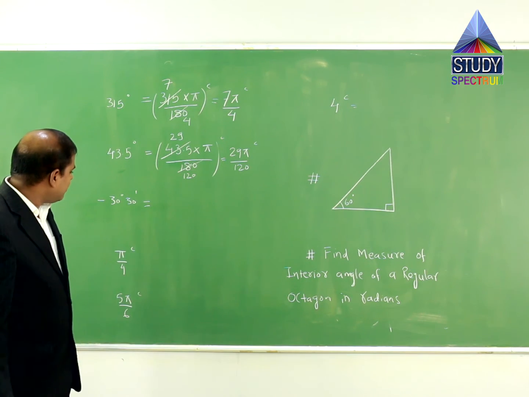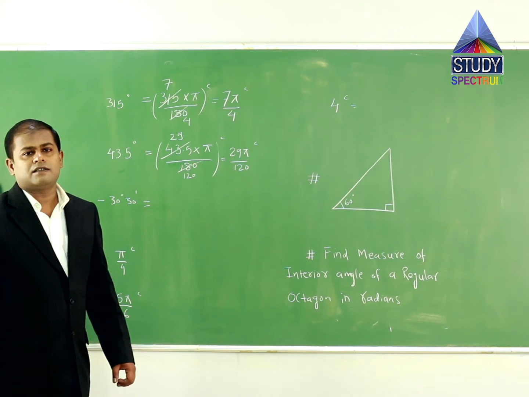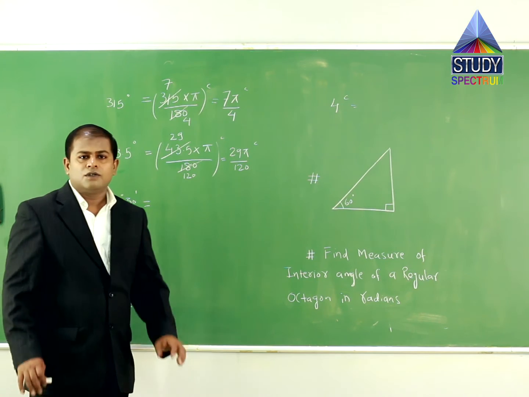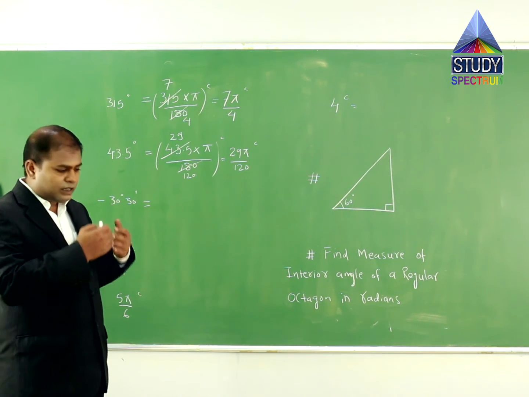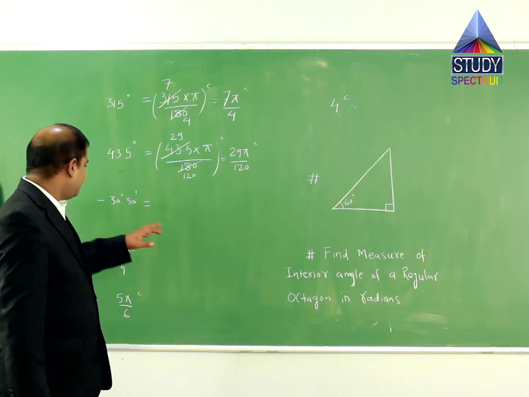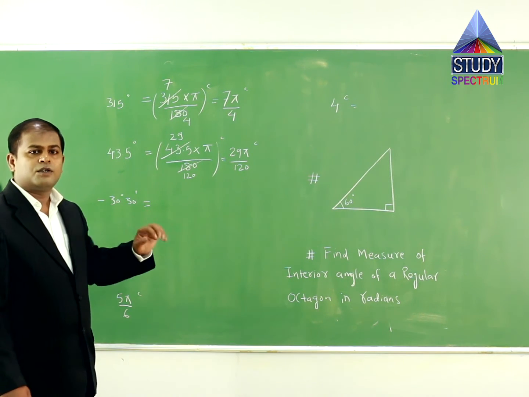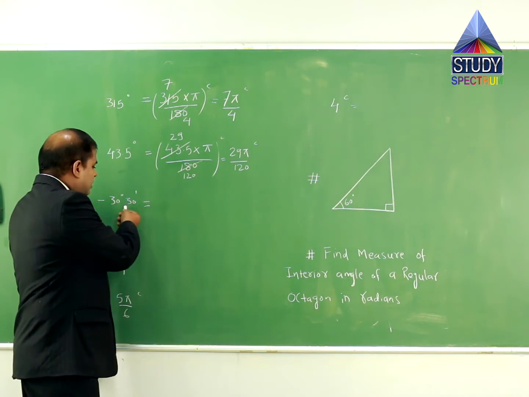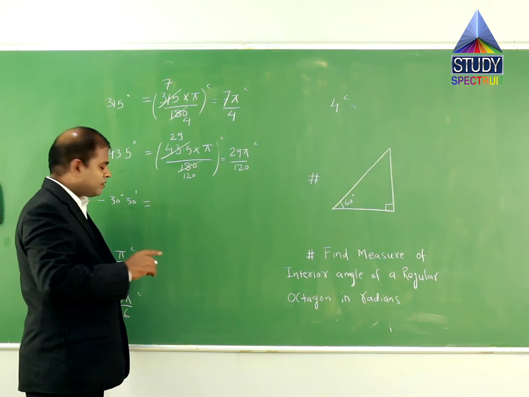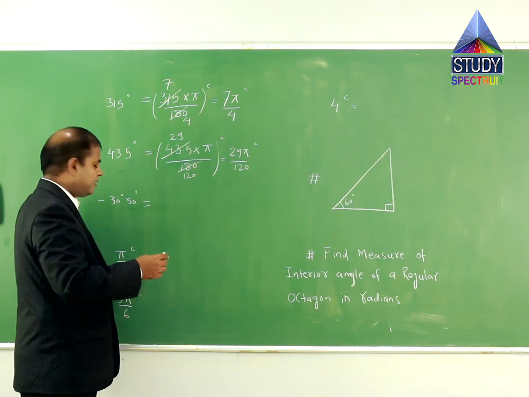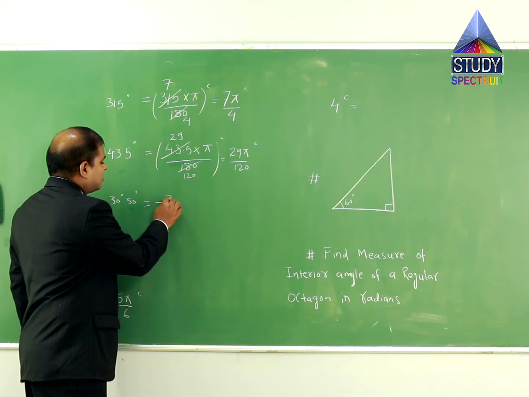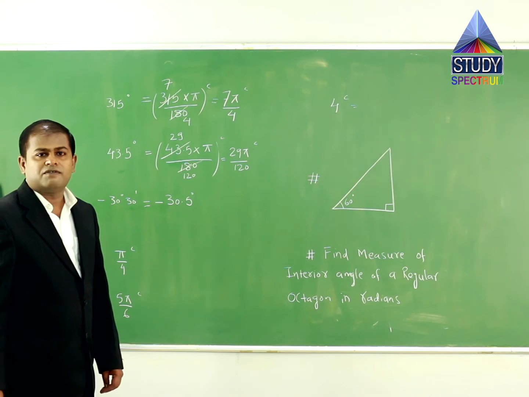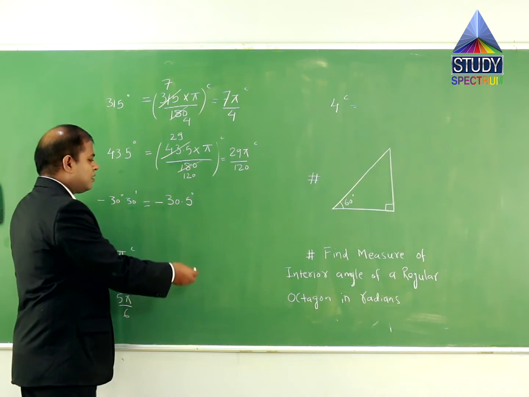Question is, what is the radian measure of minus 30 degrees 30 minutes? So we have degree to radian conversion, but here we have a measurement in minutes. So first I'll convert this to degrees. 60 minutes makes 1 degree, so 30 minutes is 0.5 degree. So this is nothing but minus 30.5 degree. Now I'll convert this to radians.